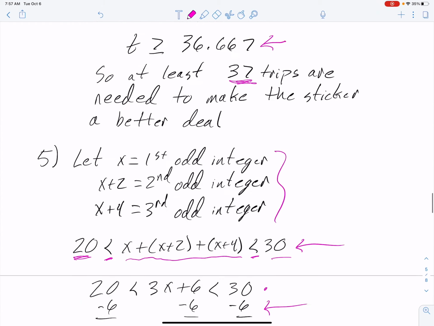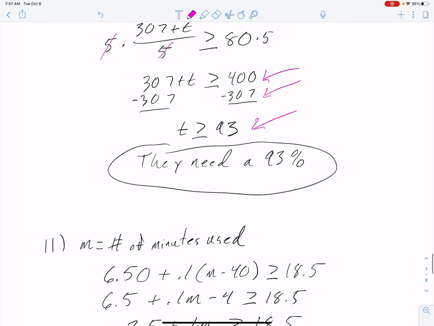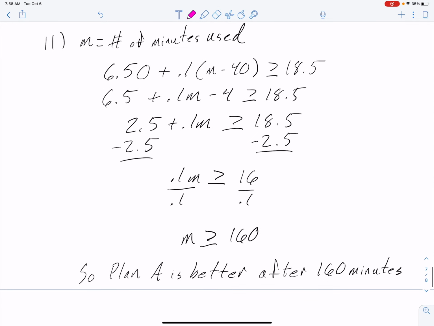All right, and then finally number 11. Sorry, let me scroll down to it. Now, there's multiple ways to set up number 11 because of the 40-minute use in this. But basically it talks about a monthly plan where you can spend $18.50 and have unlimited calls, or there's a monthly plan where you can spend $6.50 and then 10 cents for every minute after 40.